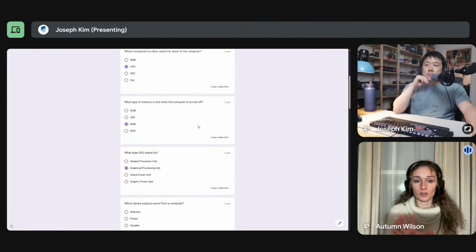Can all of that only be in your computer, or is it also within a laptop?